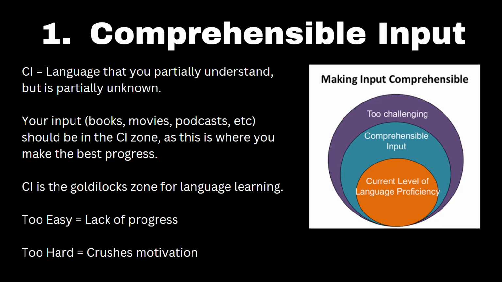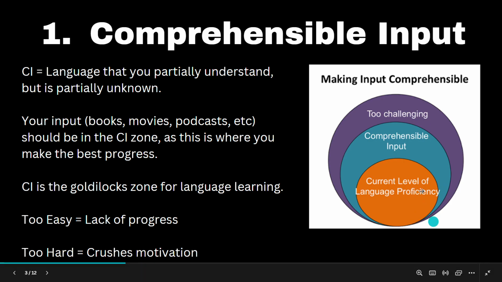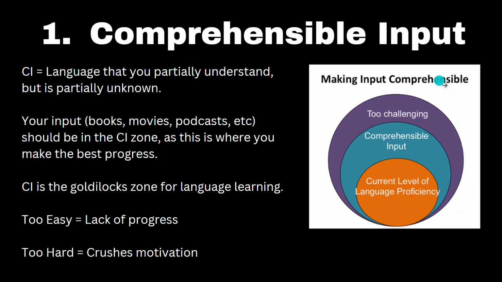So if I was to read you a sentence or a paragraph in whatever language you're learning and you understood the whole thing, it would be down here in the orange, current level of language proficiency. If I read you a paragraph and you understood nothing, it would be in the purple, too challenging, you don't know any of it. If I read it to you and you understood some words here and there, maybe a few chunks, but there were bits that you didn't understand, but you got a rough idea, like, okay, it's kind of talking about basketball, not really sure what this is though, that would be comprehensible input because it is somewhat comprehensible, but it is also partially unknown.